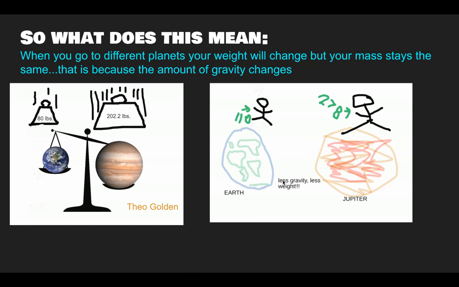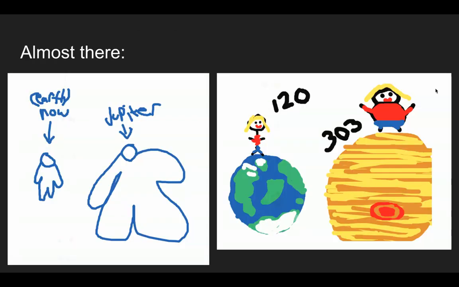And what happened here is there's less gravity on Earth. So if there's less gravity, you're going to weigh less. These people were almost there. They're showing that the person is smaller here on Earth to indicate that you would weigh less, and then got much bigger on Jupiter. Same thing here, way less on Earth, way more on Jupiter.